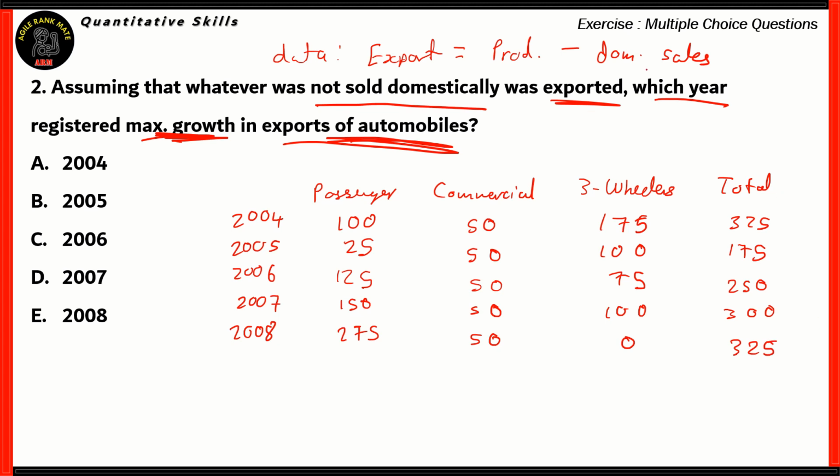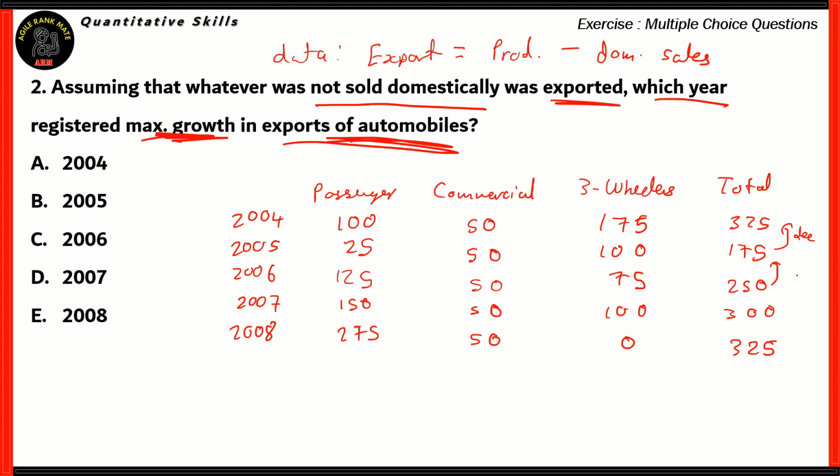Now, we need to find out which year registered max growth in exports of automobiles. So you can calculate percentages, or you can calculate based on number of units sold. Now, 2005 had a decrease in number of units sold. So therefore, 2004, 2005 is incorrect. If you look at 2006, there is an increase of 75 from the previous value.